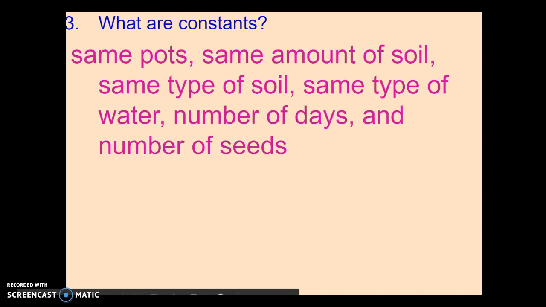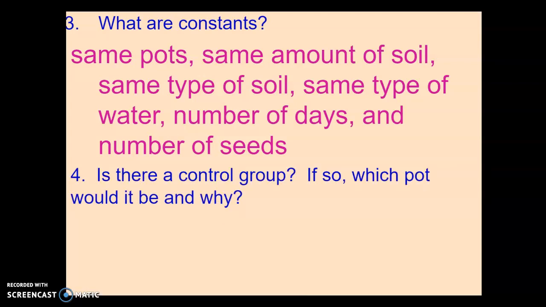And if you look, it tells us that the pots are identical. They had the same amount of soil and the same type of soil, the same type of water, the number of days of the experiment, and then the number of seeds. All of those were consistencies for all 5 pots.